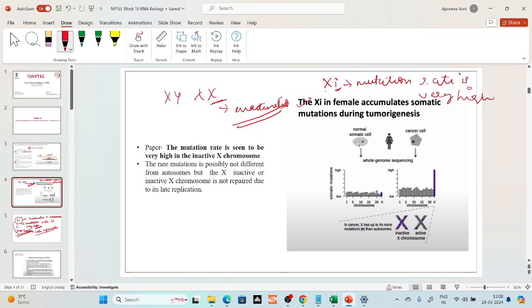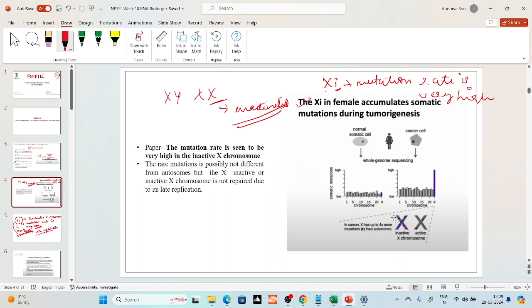See here, this is a normal somatic cell and this is a cancer cell. In a normal somatic cell, there are some mutations in the X chromosome, but in a cancerous cell, the mutations in the X chromosome are very high. That means the highest number of mutations in a cancer cell occurs in the X chromosome. Even if we compare the two X chromosomes, an inactive X and an active X, the mutations in the inactive X are the highest.